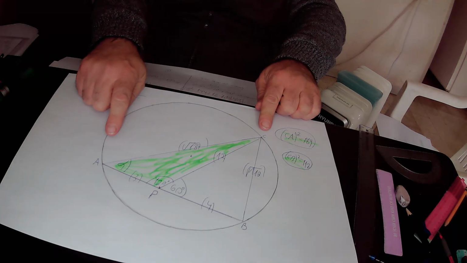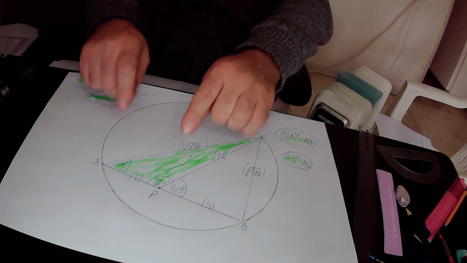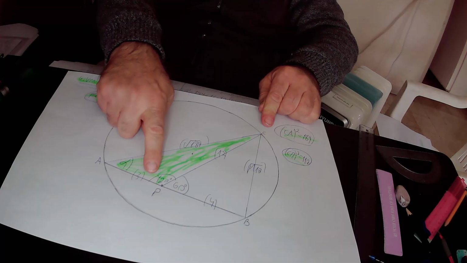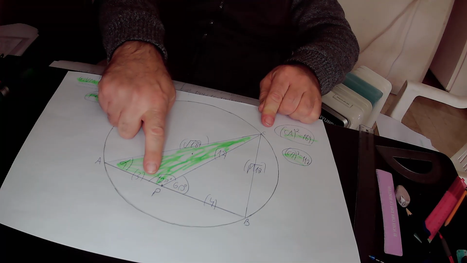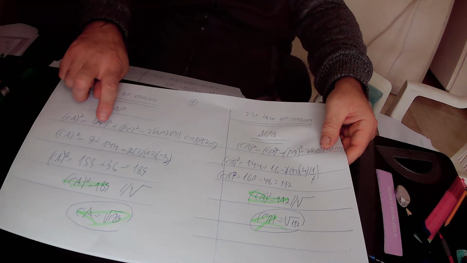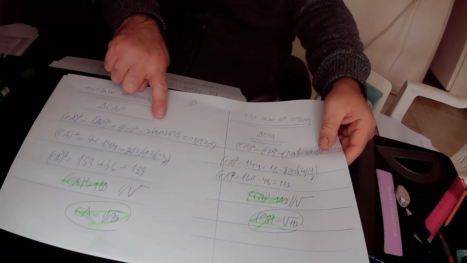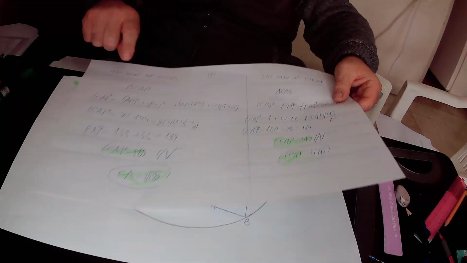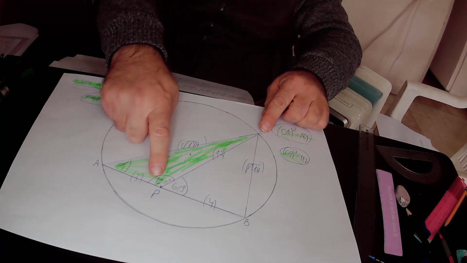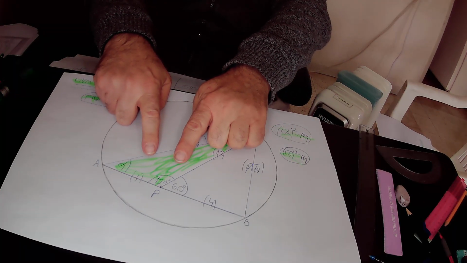CA is the missing side, so we leave it, so CA squared equals AP squared. AP is 3, therefore AP squared is 3 squared, that is 9, plus PC squared. PC is 12, therefore PC squared is 12 squared, that is 144. So in total, CA squared equals 9 plus 144, minus 2 times AP times PC times cosine 120 degrees, which is minus 2 times 3 times 12 times cosine 120 degrees. Cosine 120 degrees is equal to minus 1/2.